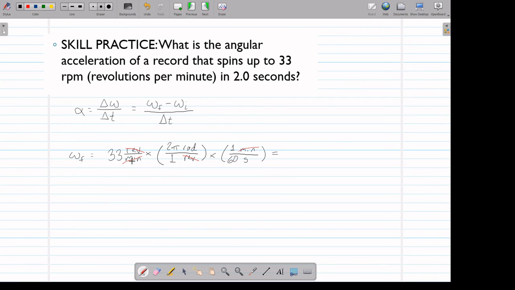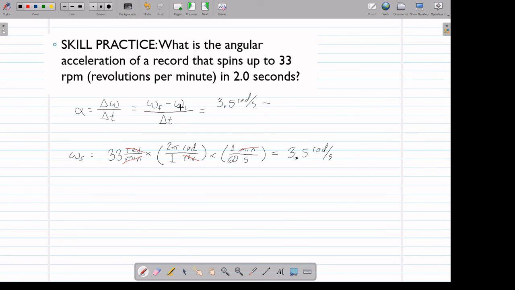So we punch it into our trusty calculator. 33 times 2 pi over 1 times 1 over 60. And the calculator is going to tell us that this is equal to 3.5 radians per second. Once we round it down to 2 significant figures, we get 3.5 radians per second. So that is omega f. So coming back up to our original problem, we're going to plug in 3.5 radians per second into omega f.